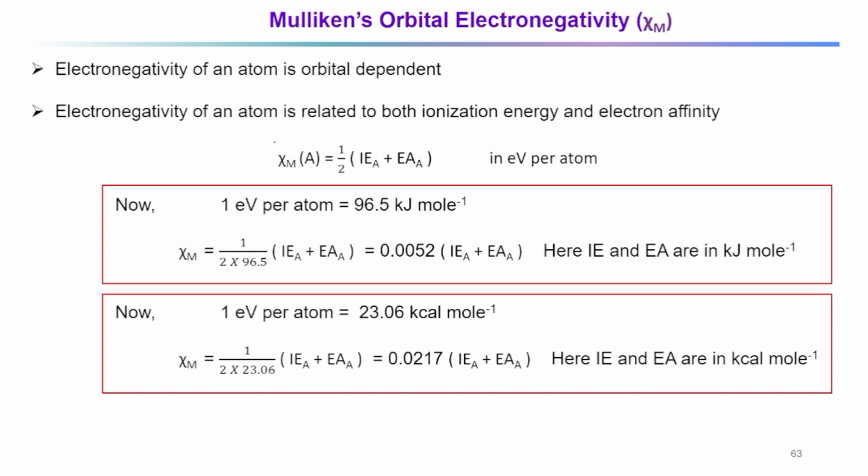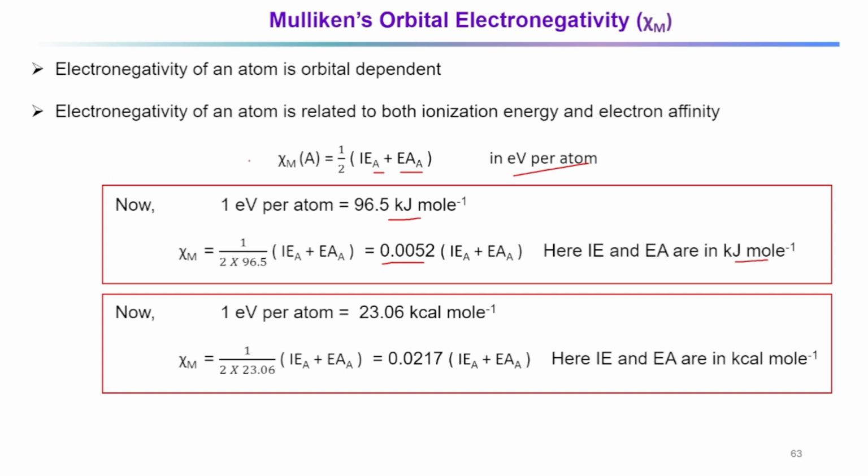So Mulliken suggested that chi m of atom A is equal to half of the summation of IE A, meaning ionization energy of A, and electron affinity of A. So this is in eV per atom. You can convert this eV per atom to kilojoule per mole by dividing by the factor 96.5, and you will get chi m, the Mulliken's orbital electronegativity, is equal to 0.0052 times (ionization energy of A plus electron affinity of A). Here the ionization energy and electron affinity are in kilojoule per mole.